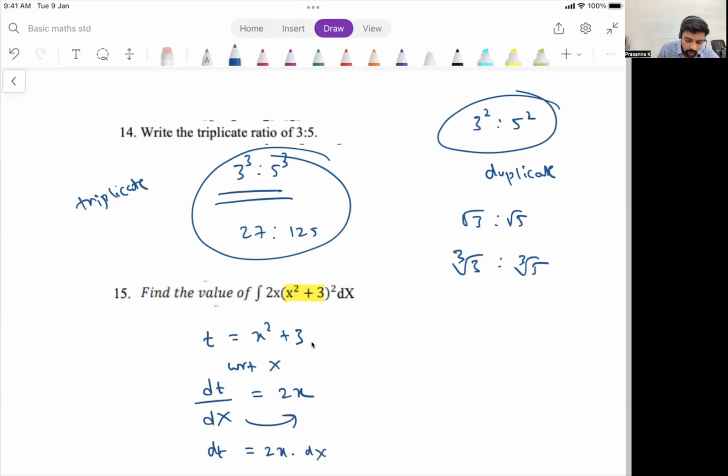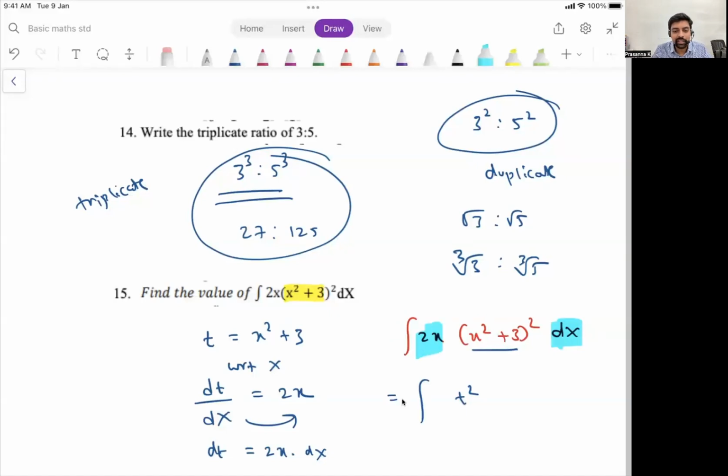All right. Now, look at the question here. The question is integration of 2x into (x square plus 3) whole square dx. Now, instead of x square plus 3, I will write t, because we have assumed that let the value of t be x square plus 3. So integration of t, and this is square here, so t square, and the remaining terms are 2x and then dx. See what is the value here? 2x into dx is dt. So instead of that, I will write dt.